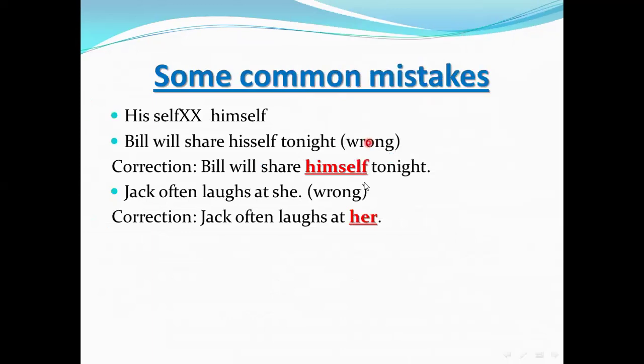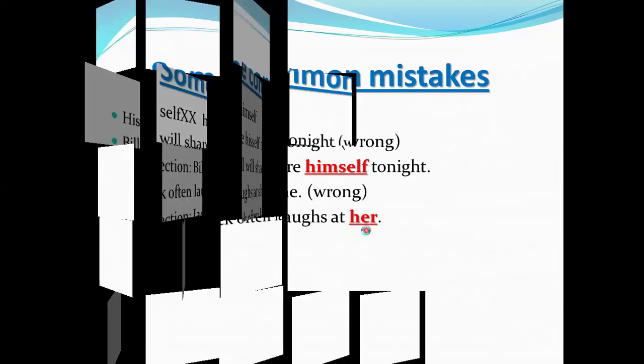We have here some mistakes that we can make without taking care when we're writing. We say 'his self.' You can't say 'his self.' You can say 'himself,' not 'his self.' Bill will share his self tonight is wrong. Say himself. Jake often laughs at she is wrong. Say Jake often laughs at her. Okay, these are common mistakes.